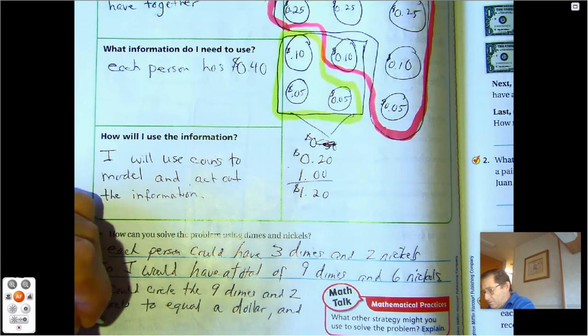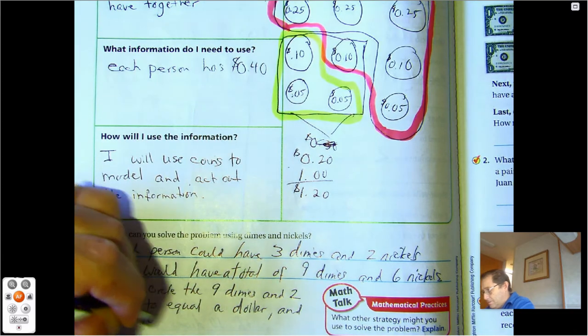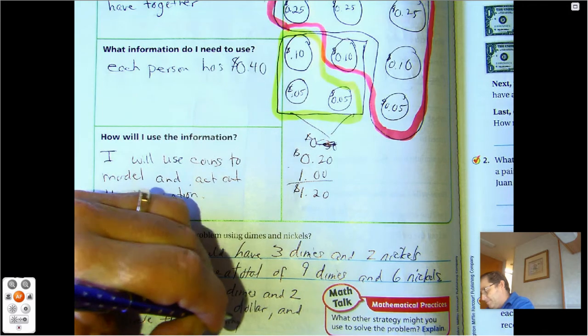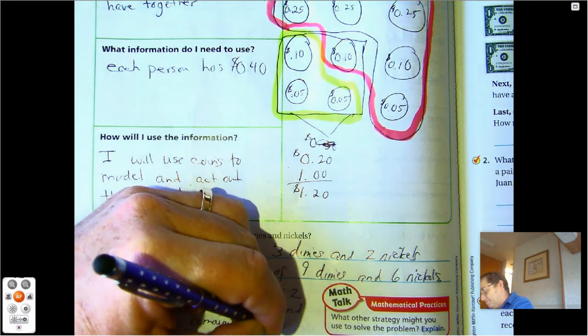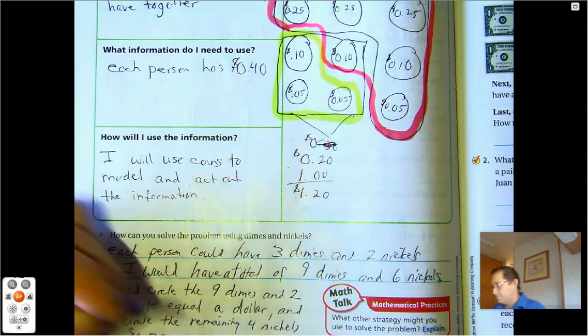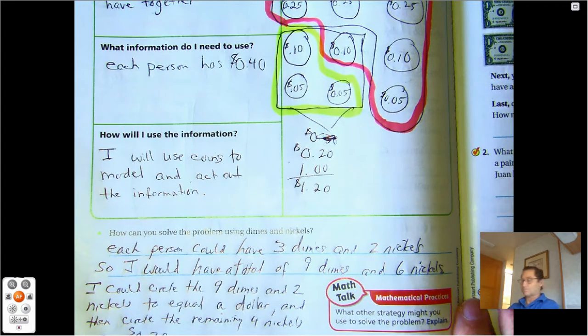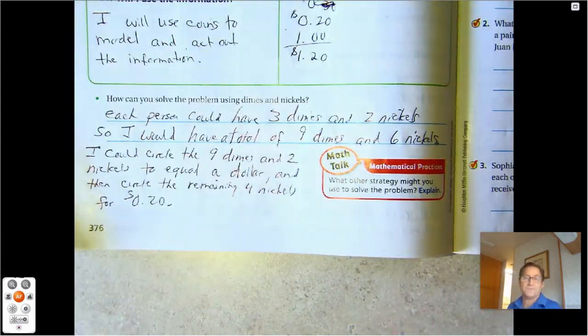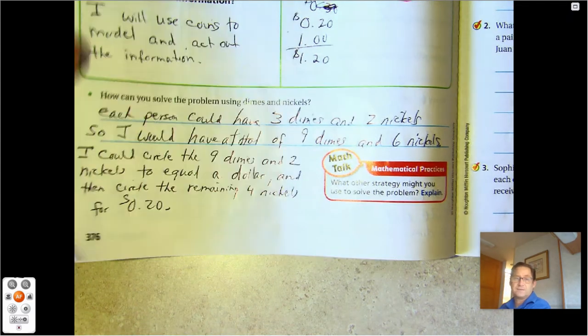And then circle the remaining 4 nickels for 20 cents. Okay. So that's just one way. You might come up with saying 2 dimes and 4 nickels for each person. So however you want to come up with 40 cents using dimes and nickels.